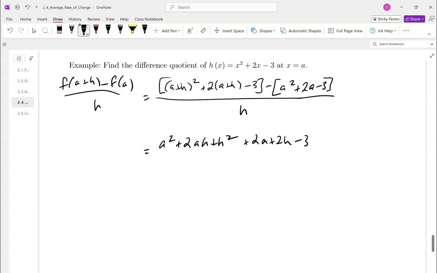What do you get for the second part? It's just negative. Yeah, it's negative a squared minus 2a plus 3. Don't forget to make sure that minus sign applies to absolutely everything in that second one.